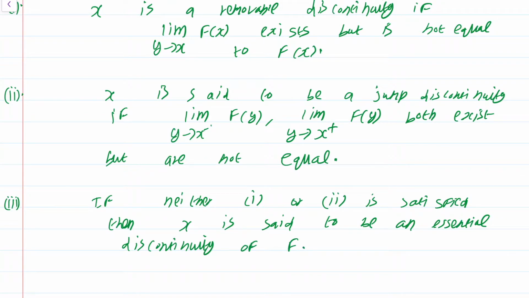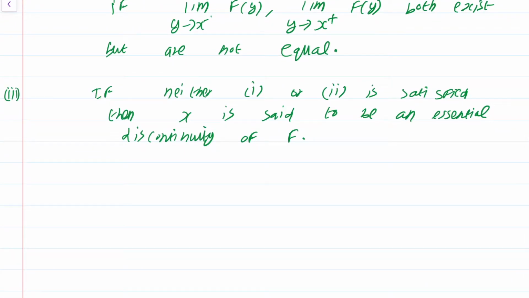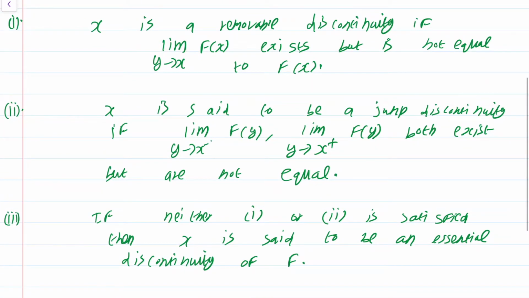So I think the idea behind it is the situation is bad. There is nothing really you can do about the discontinuity if it's neither a removable discontinuity nor a jump discontinuity. Therefore, you just say it's an essential singularity. There's nothing you can do about it. So I don't know what really motivated this terminology here. Okay, so these are the three types of discontinuities that can happen.